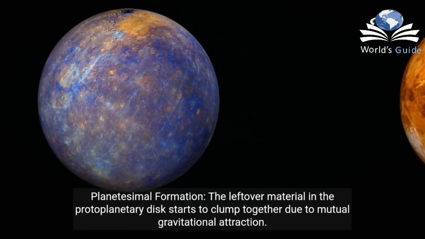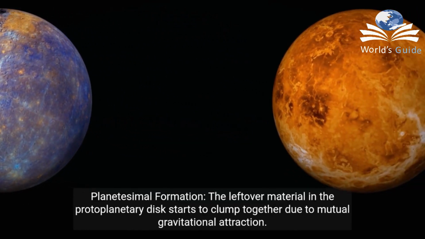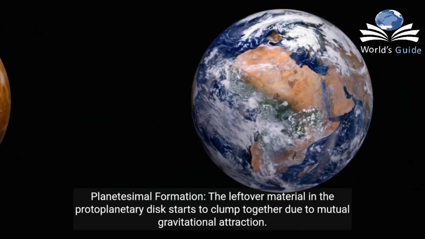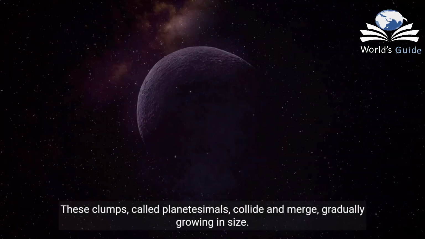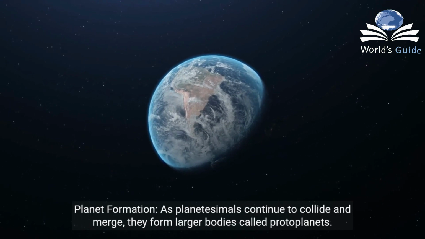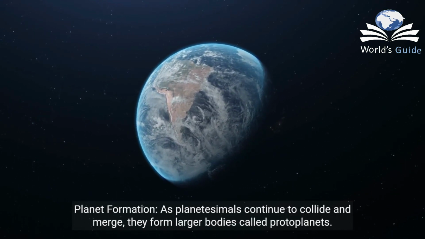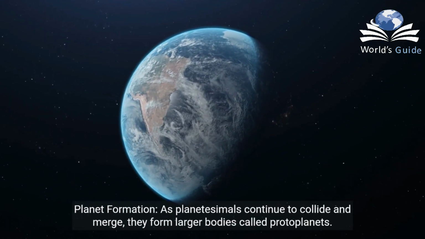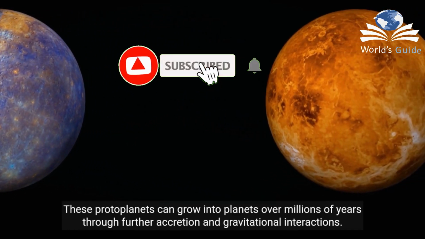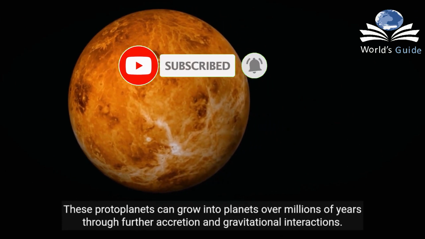Planetesimal formation. The leftover material in the protoplanetary disk starts to clump together due to mutual gravitational attraction. These clumps, called planetesimals, collide and merge, gradually growing in size. Planet formation. As planetesimals continue to collide and merge, they form larger bodies called protoplanets. These protoplanets can grow into planets over millions of years through further accretion and gravitational interactions.